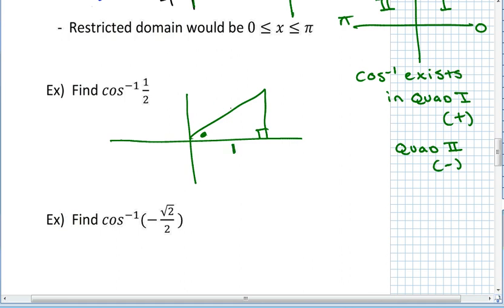Cosine, remember, is adjacent in hypotenuse, or x over r. So we know it's a 30, 60, 90, because the hypotenuse is 2. So that basically means that this angle here is 30, which means this is 60, and 60 degrees is equal to pi over 3.